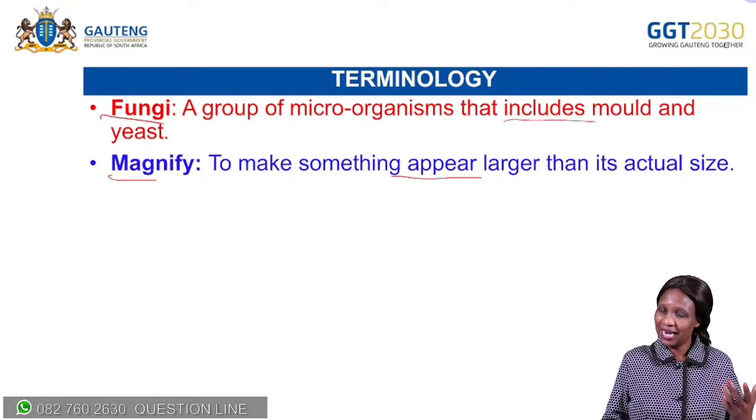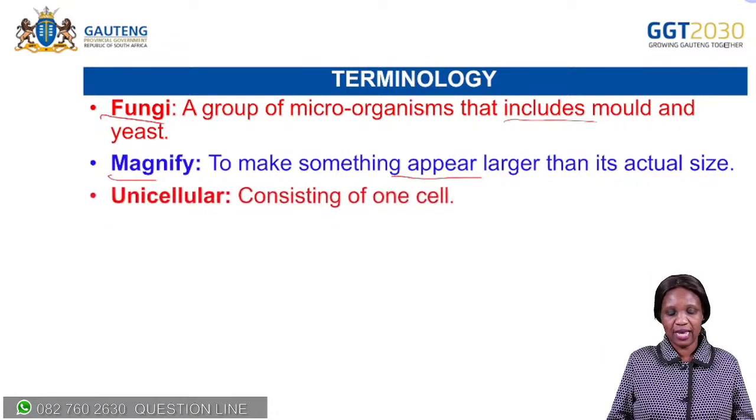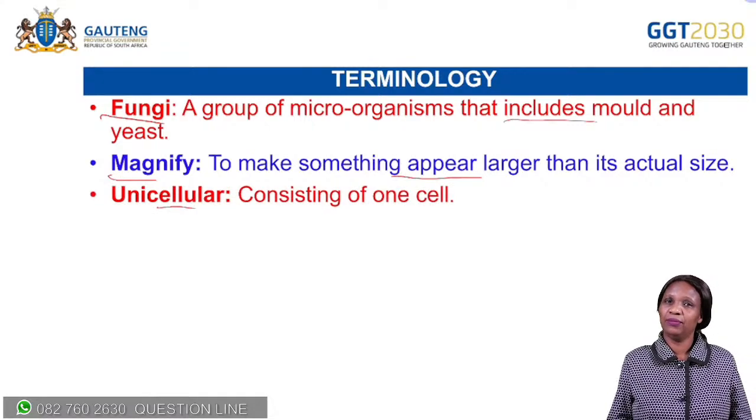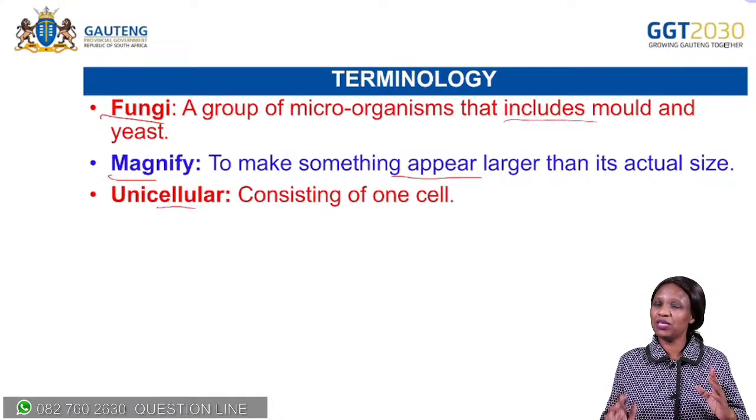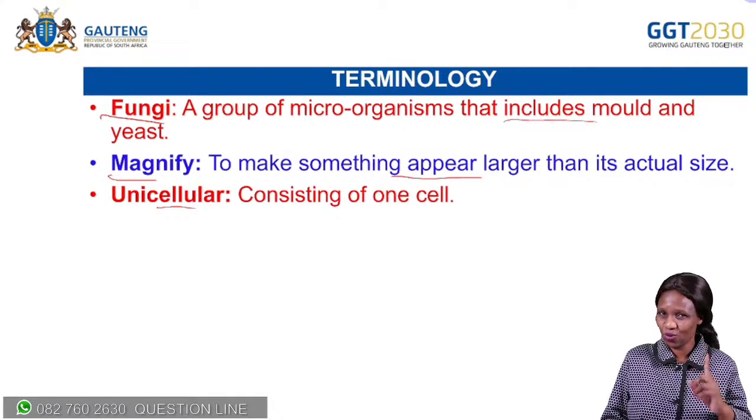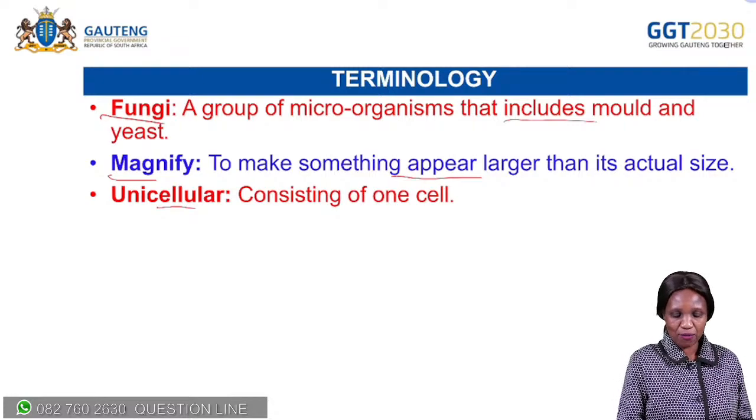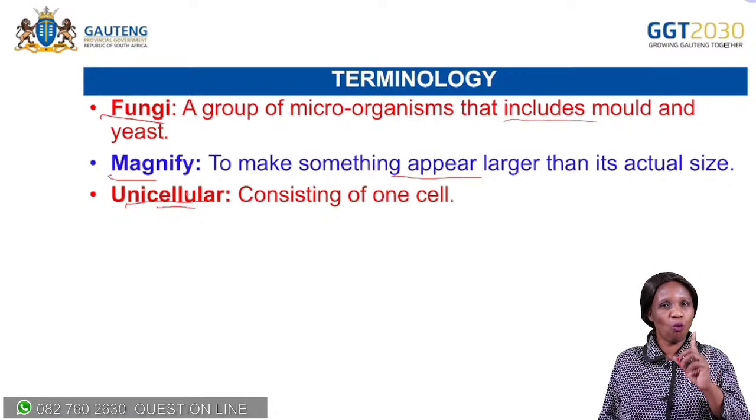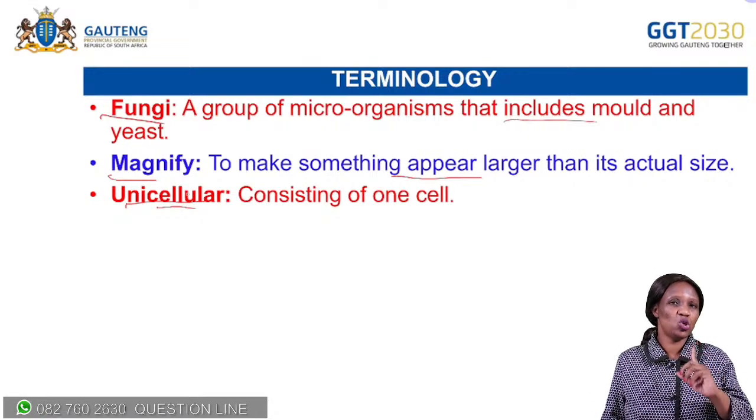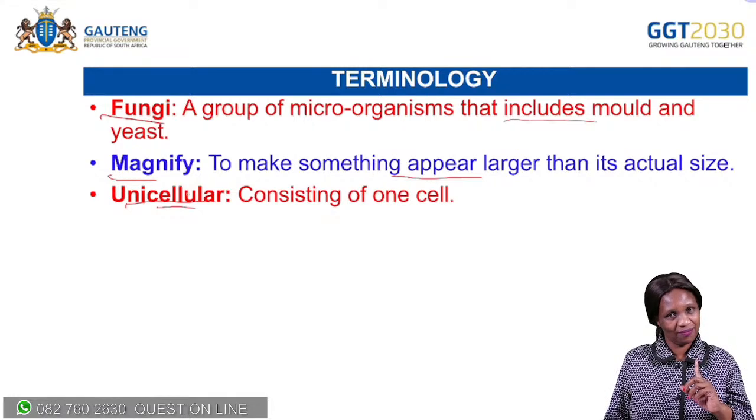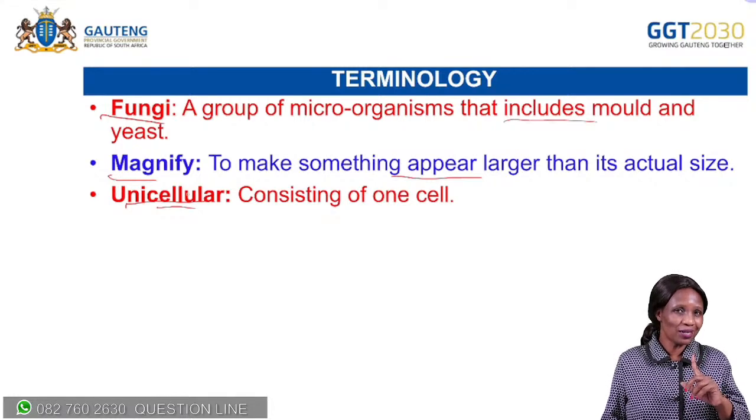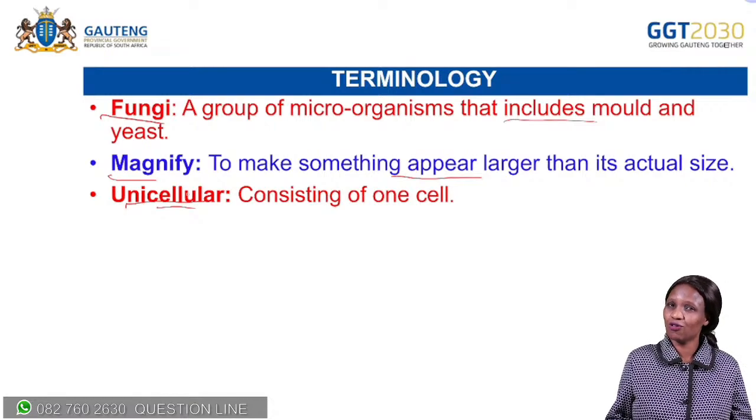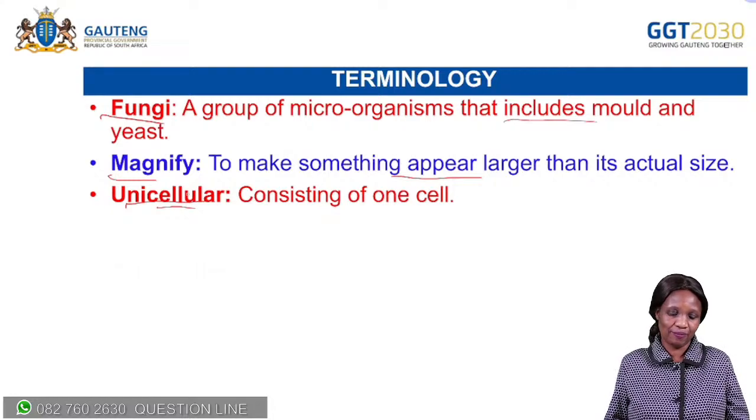They become larger than their actual size. And then you've got another word, unicellular. Uni means one. Therefore, the term unicellular means it is consisting of one cell. That is unicellular. Are we together? Good. Unicellular means what? Yes, it means it is consisting of only one cell.